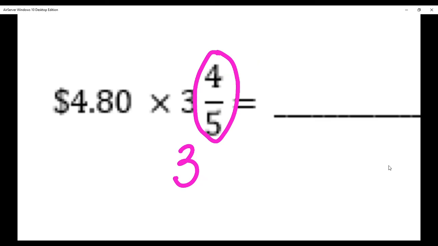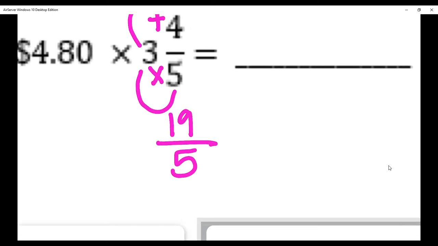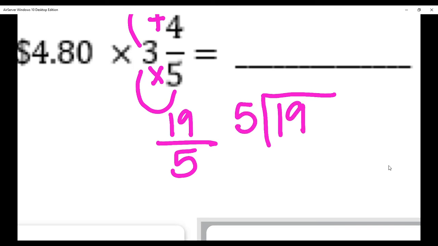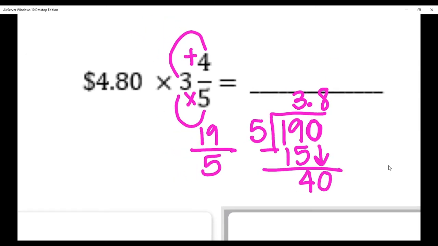Or if you did the Texas two-step and turn this into an improper fraction, 3 times 5 is 15, plus 4 would be 19 over 5. Then you could divide it out. 19, numerator in, denominator out. 5 goes into 19 3 times. 3 times 5 is 15. 9 minus 5 is 4. Then I have to add a 0, but if I add a 0, I've got to add a decimal. Bring down my 0. 5 goes into 40 8 times. So either way works, whichever way you would want to do it.